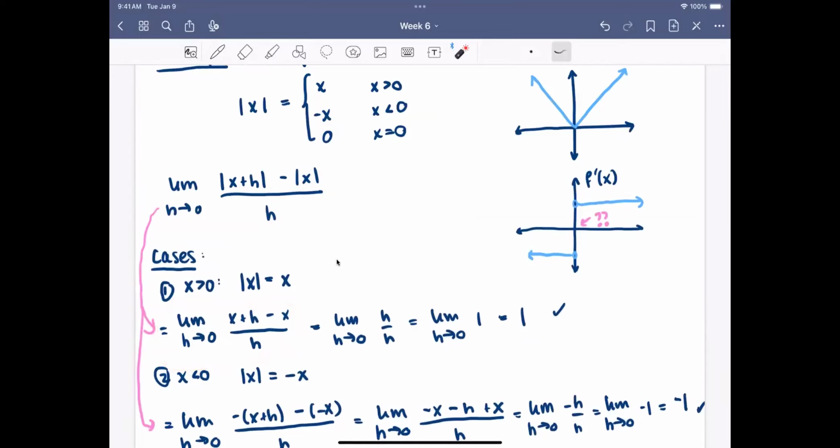But if I'm looking at the limit when x is equal to 0, so let's plug in 0 there, then for example this could be a positive number or a negative number depending upon if I'm taking h's from the left or the right. So the two limits could be different.